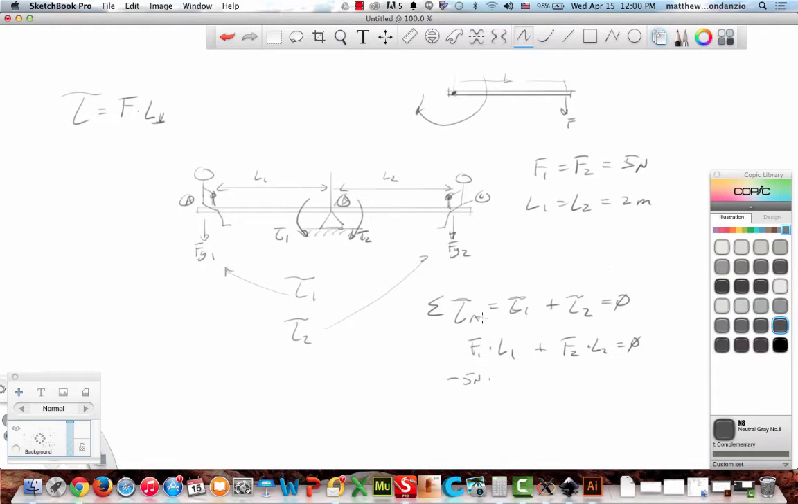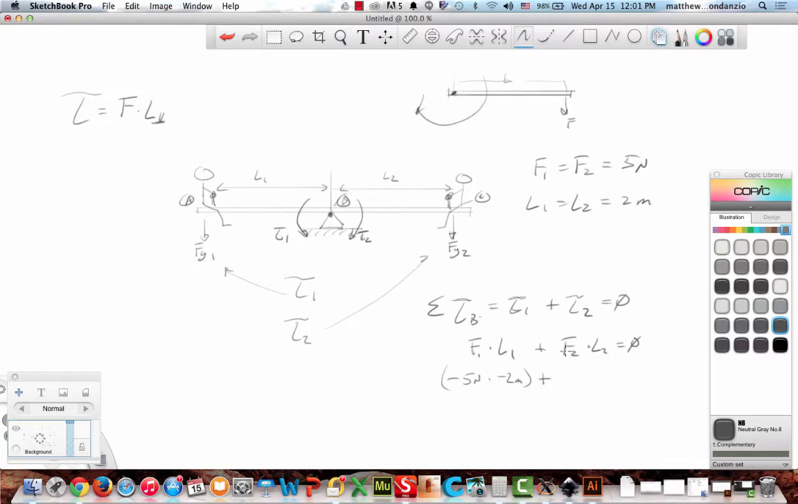Here's the thing, though. If I'm taking this torque, I'm not taking it around A, I'm taking it around point B, the center pivot point, right? If I'm taking the torque around point B, that means there's my pivot point. L1 is to the left or the right of the pivot point? To the left. Therefore, if my length goes from the pivot point left, that length is negative. So it's negative 5 newtons times a negative 2 meters.